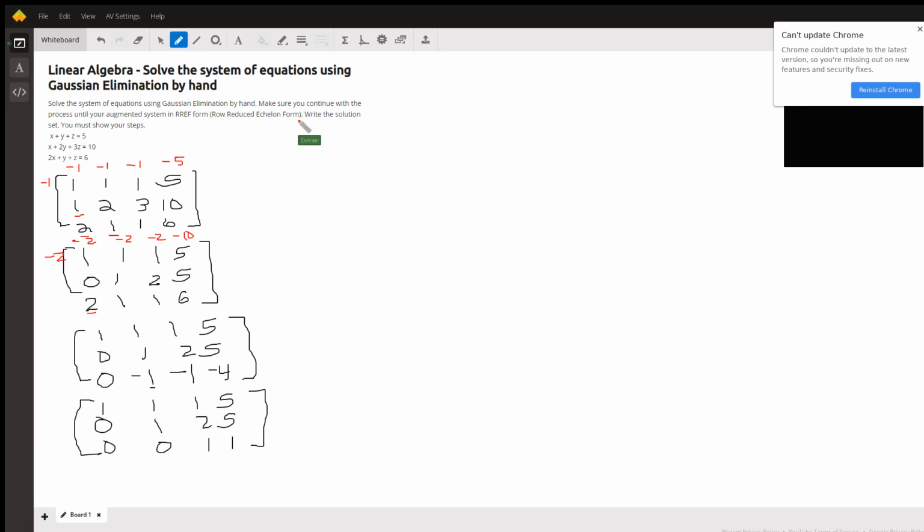Okay, now what I want to do next is get a 0 here, here, and here, in that order. So what I need to do is multiply this bottom row by -2. So that gives me 0, 0, -2, -2. And my top row will stay the same. My middle row becomes 0, 1, 0, 3. And then my bottom row stays the same.